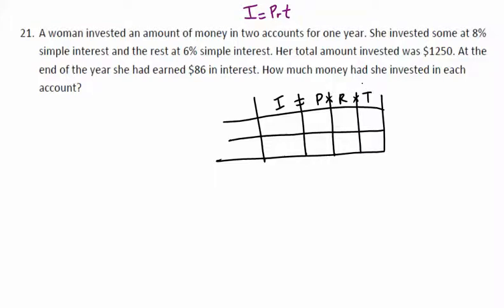Whether we use capital or small letters doesn't really matter, and we have 2 accounts, the first account and the second account. Now in these 2 accounts, we know one of them, the first one, is going to get 8% interest. Remember to write that in as a decimal, like 8 cents. The second one is going to get 6% interest. Now we know that the total amount invested, principal is the total amount, is $1,250. So what do we know here?